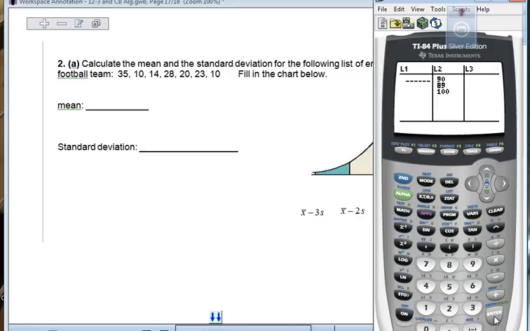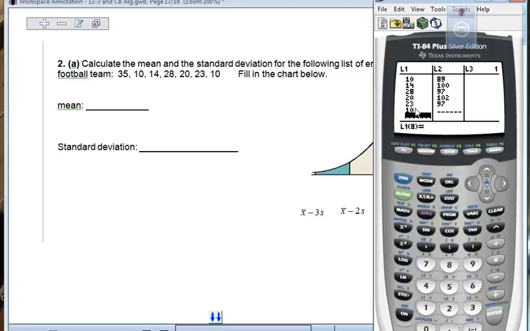And now I need to enter my data. So I'm just typing them in and hitting Enter. 35, 10, 14, 28, 20, 23, and 10. So notice there are 7 numbers in my list, and what I need to do is calculate the mean.